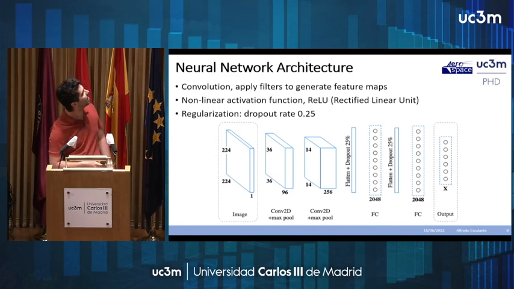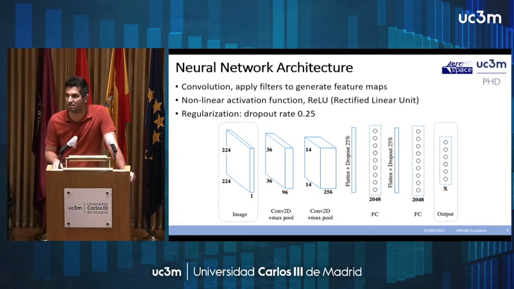So about the neural network architecture, as I mentioned, we are using a slightly simpler model than AlexNet. It consists of 2 convolutional layers followed by 3 fully connected layers, the last one being the output layer. We use a nonlinear activation function.